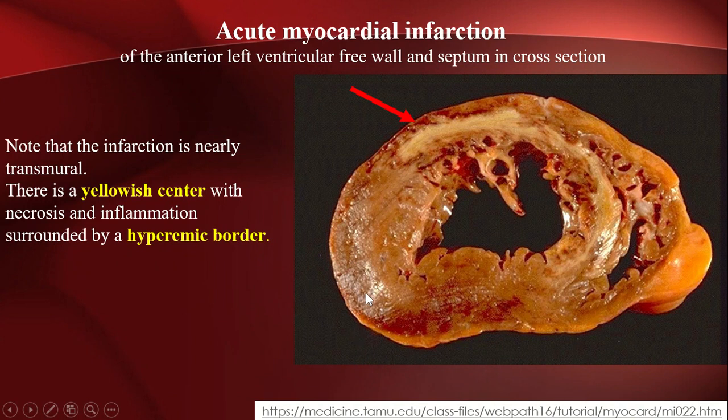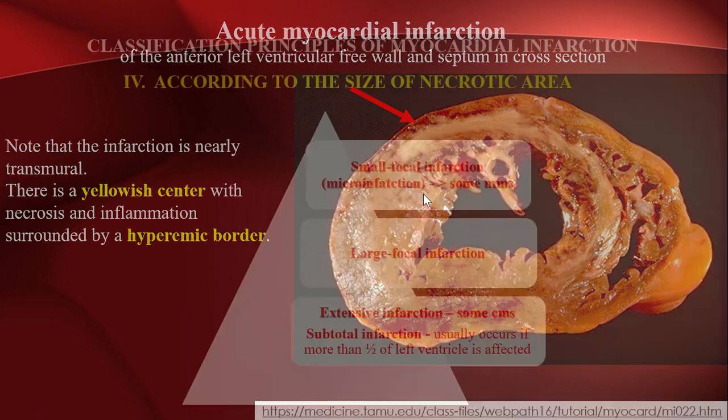This slide illustrates the acute myocardial infarction of the anterior left ventricular wall and septum in cross section. This is merely the transmural. Here you see the yellow center with necrosis and the demarcation zone, surrounded by the hyperemic zone. From the lateral side, if it is a transmural infarction, we said that from the endocardium there will be formation of thrombus, and from the epicardium, the pericarditis.